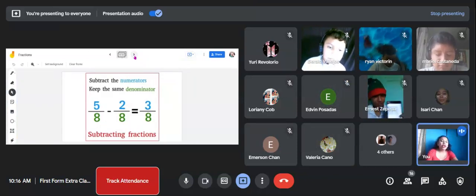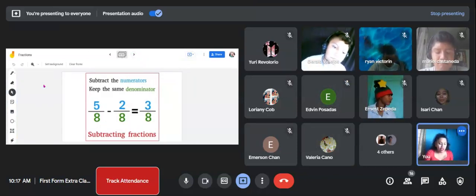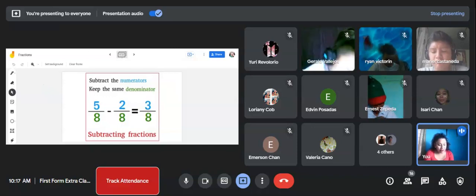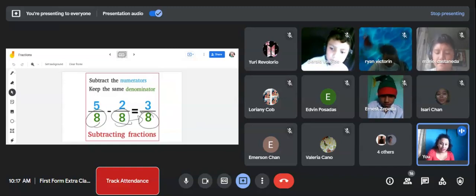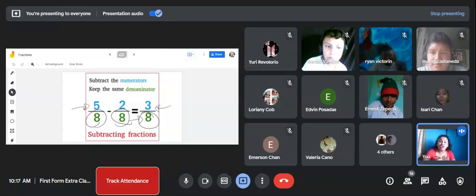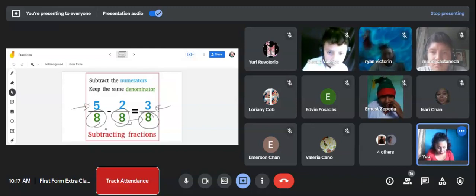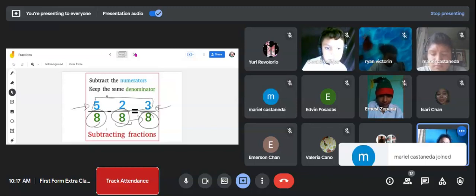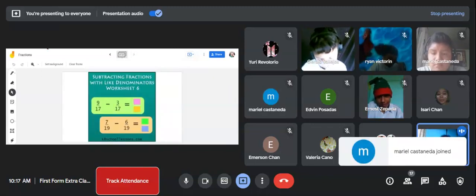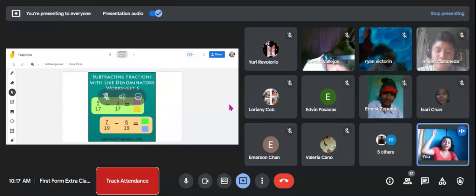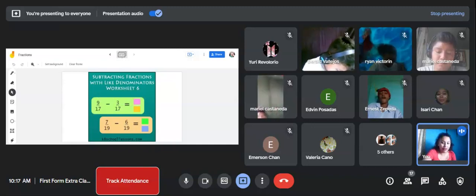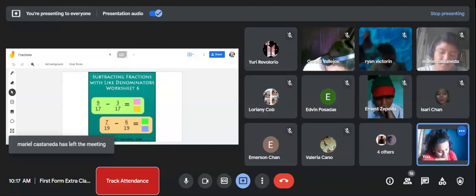Now, when we are subtracting, the same thing applies. See the numbers at the bottom? 8, 8. So my answer is also going to have an 8. And then when we look at the top, it's normal subtraction, where I have 5 minus 2 is equal to 3. So now when we do those questions, what is going to be my answer for the question that has 9 over 17 minus 3 over 17? What is going to be my answer?